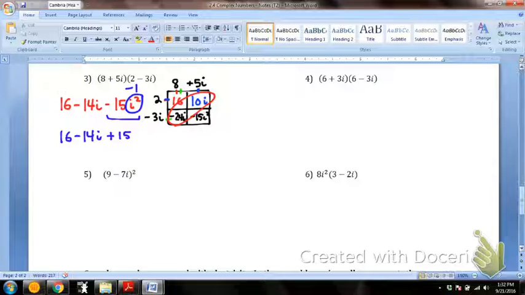Is this finished? Josh, what else could I do here on number 3? Can I combine anything else? What other like terms are there? 16 and 15. Perfect. What's 16 plus 15? 31. So I have 31 minus 14i.